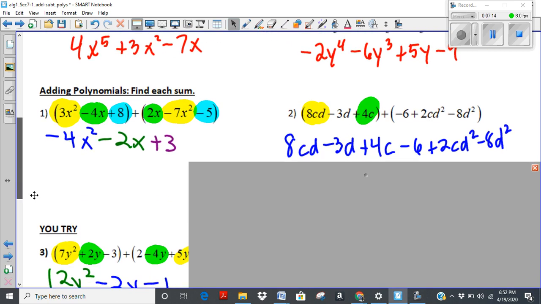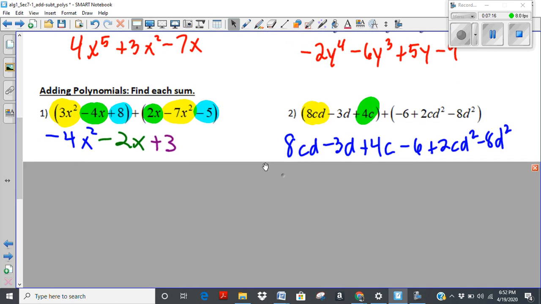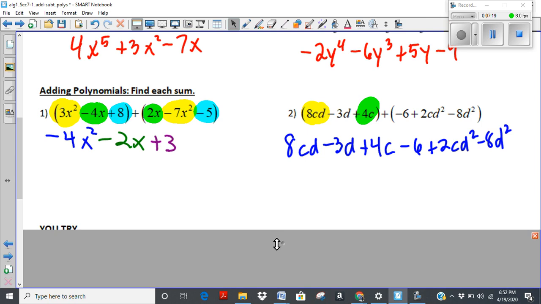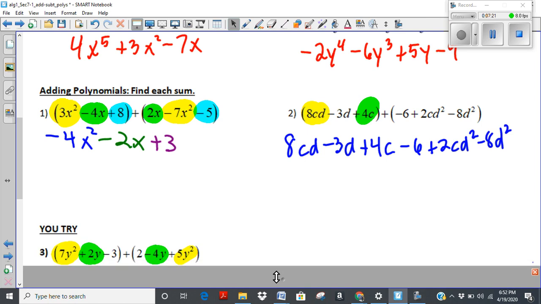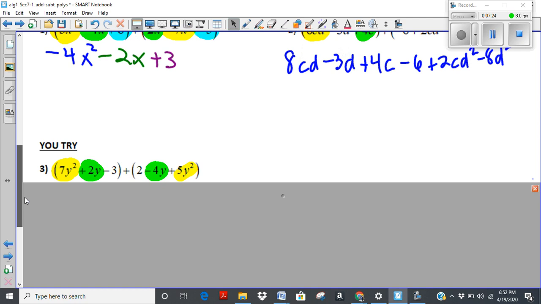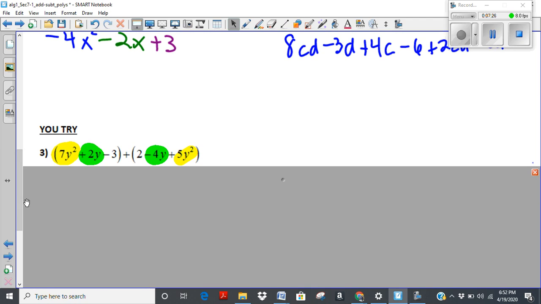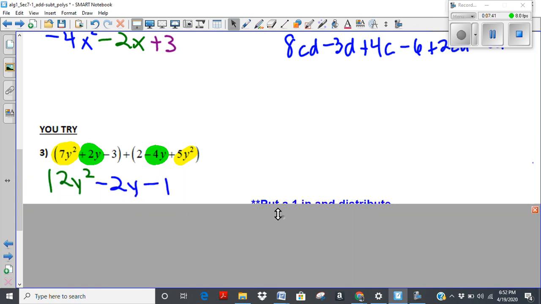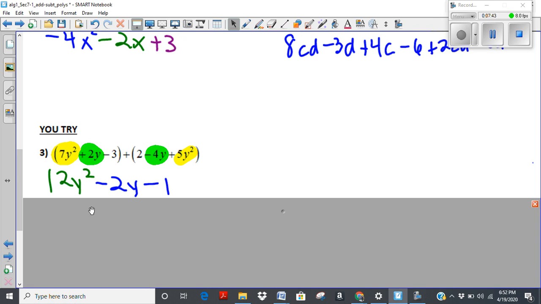All right, so here's a couple for you to try. Hopefully you've written these down already in your notes. If not, I'll show it and then give you a second, or pause the video. Welcome back. So again, I've done a favor here for you and highlighted the like terms. So hopefully you came out with the answer of 12y squared minus 2y minus 1. So here our degree would be 2, because that's the highest power out of all 3 terms.